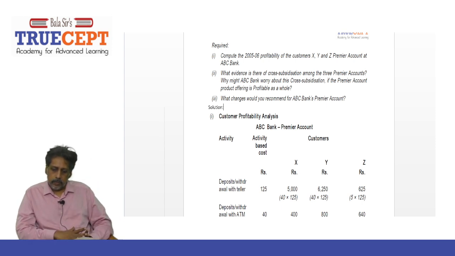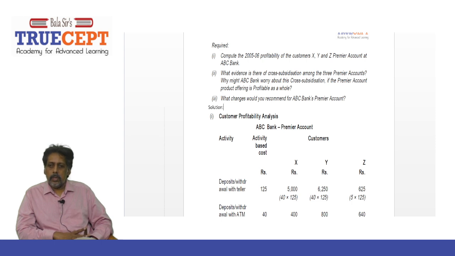Next, the second question: what evidence is there of cross subsidization among the 3 Premier accounts? I will explain the meaning of cross subsidization when I come to the second part. Next: why might ABC worry about this cross subsidization if the Premier account product offering is profitable as a whole? And number 3: what changes would you recommend for ABC Bank's Premier account?